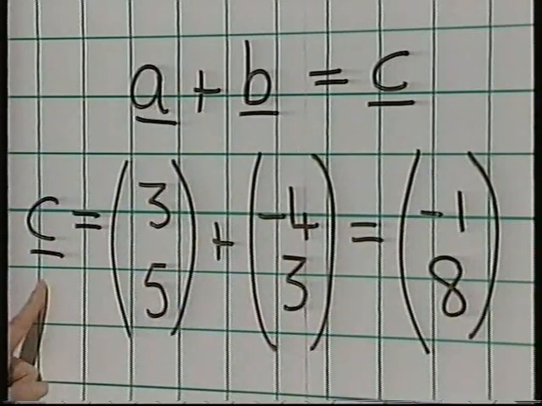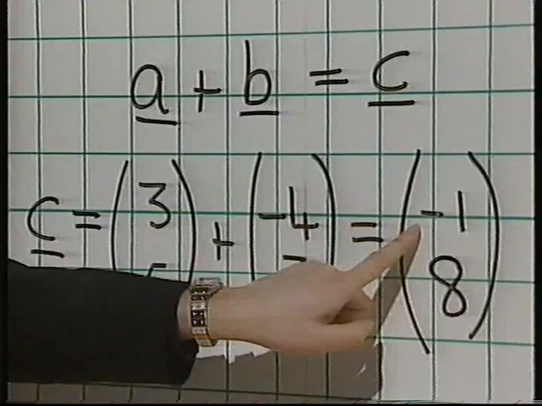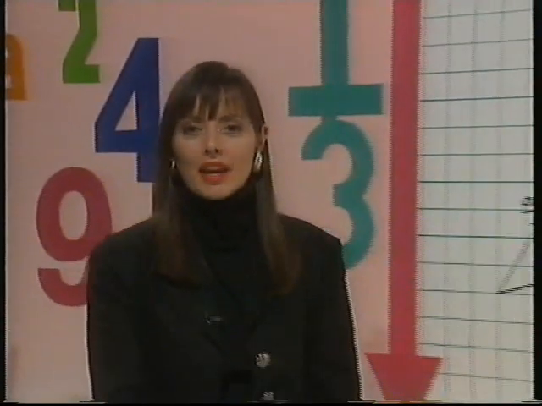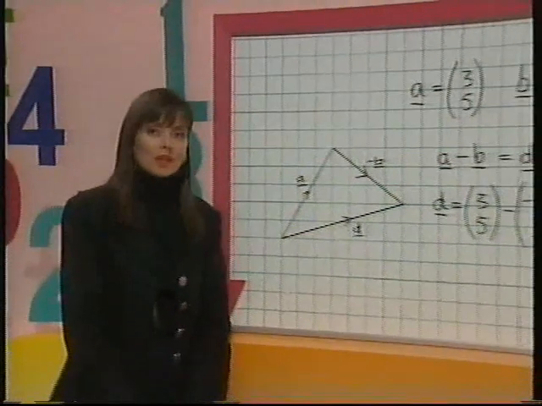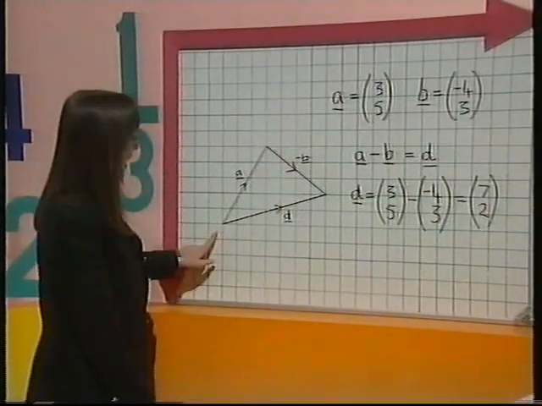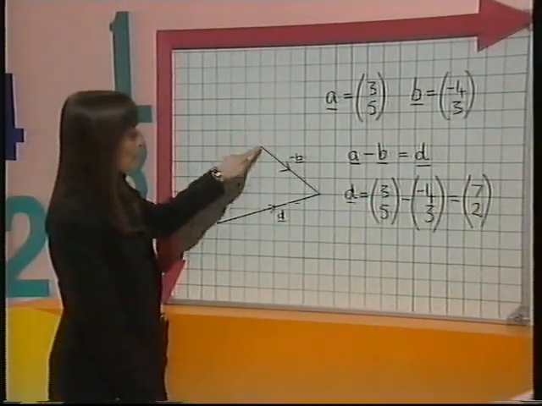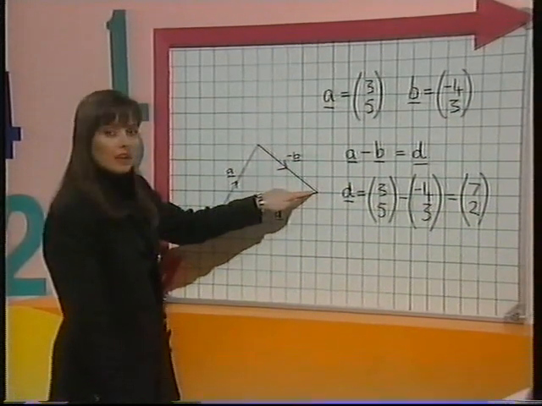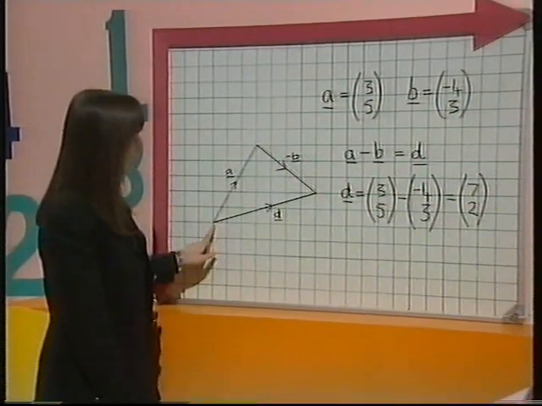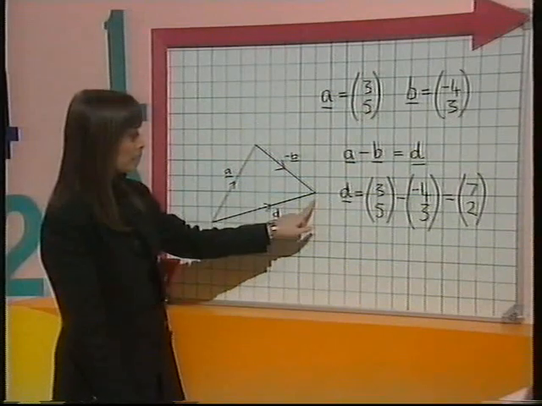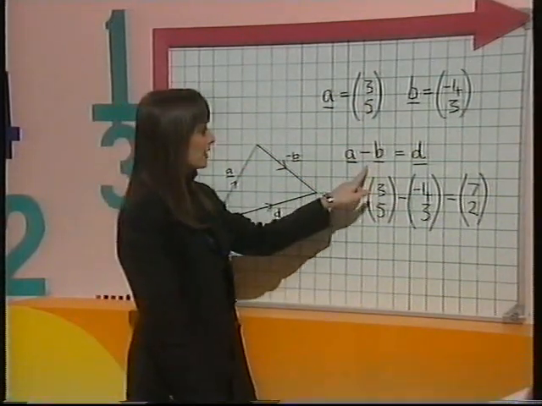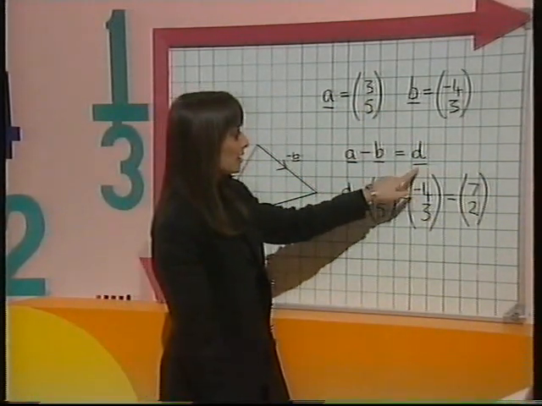So the vector c has a column vector of minus 1, 8. Subtracting vectors is nearly the same. A minus b means at the end of A you can draw b in the opposite direction. So we have A followed by minus b. We end up with a resultant vector d. So A minus b equals the vector d.